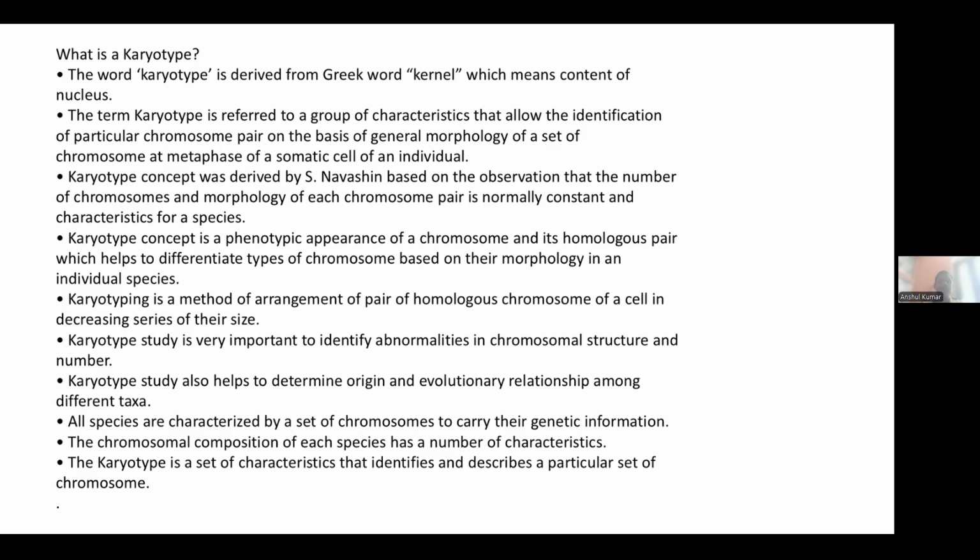So it studies both the morphological structures of the chromosomes and also its numbers, whether any chromosome is added or it has been deleted, as we have seen previously in the Turner syndrome and Klinefelter syndrome, respectively. Now, karyotype study also helps to determine origin and evolutionary relationship among different taxa.